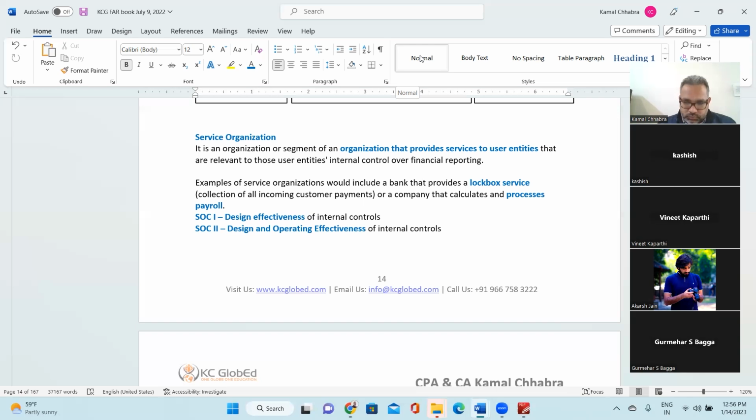I have a question over here. If the service organization is also a non-issuer and the auditor is just auditing the design effectiveness of the control, then how can we gather and obtain a SOC 2 report in that case?